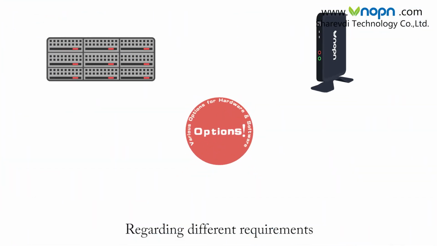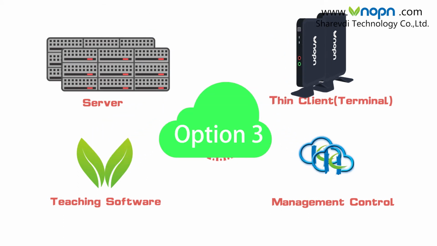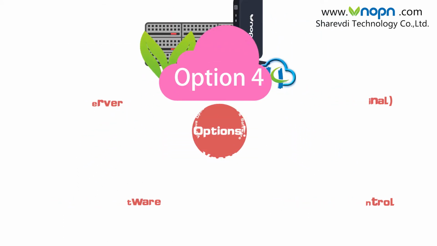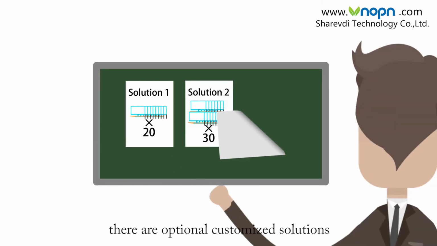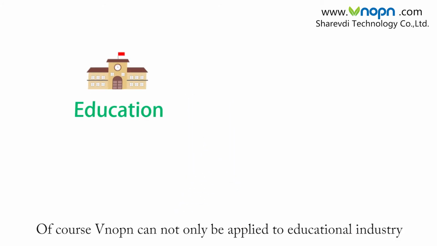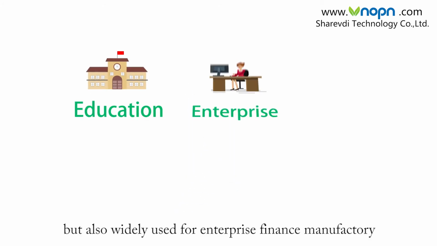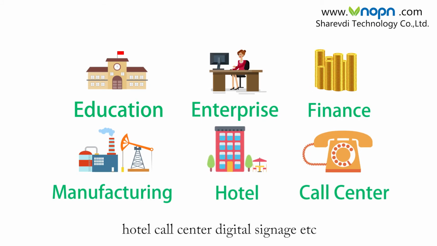Regarding different requirements, VinoPen offers 2 optional hardware and software. According to different quantity requirements, there are optional customized solutions. Of course, VinoPen can not only be applied to educational industry, but also widely used for enterprise, finance, manufacturing, hotel, call center, digital signage, etc.